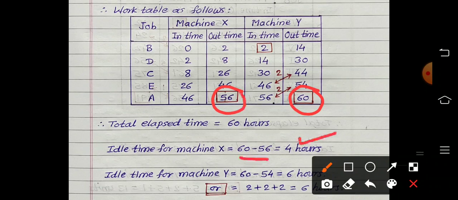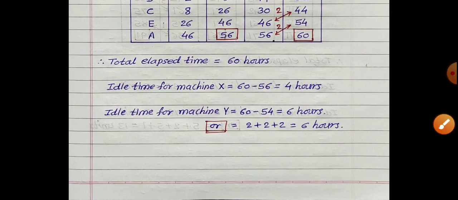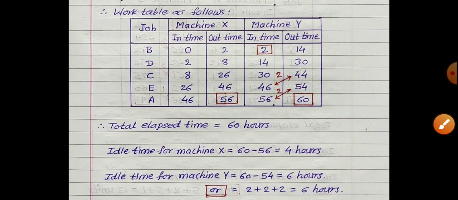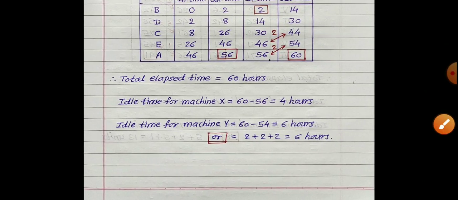And the idle time for the second machine Y, how to find out? That we find out by two methods. So total elapsed time minus the total time required for machine Y, that is 54. Clear? Now check that. So 60 minus 54 means what? 6 hours. Again you find out by the second method. For the idle time of machine Y, now check. Machine Y starts from the second hour 2, and what is the difference here? You check here. 2 times we are getting 2 and 2. So 2 plus 2 plus 2, we are making all the addition. So the answer is 6 hours. We are getting the same answer.